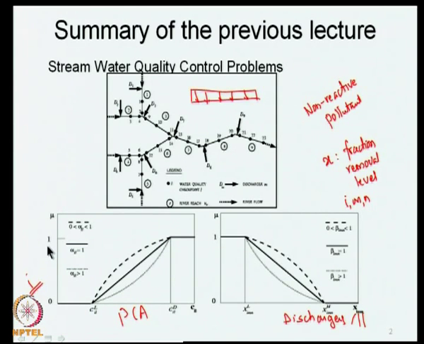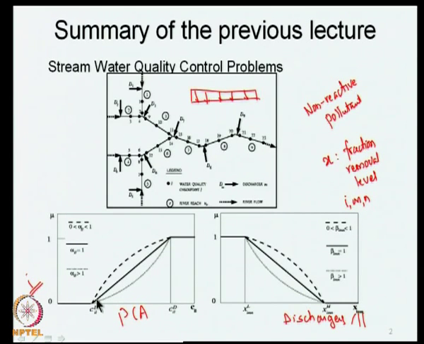We are looking at the optimal fraction removal levels XIMN at all these locations, such that the water quality at several of these locations given here, indicated by the water quality checkpoint L, is maximized. And therefore, for the water quality indicator, we will have membership functions such as these, which reflect the premise that the higher the water quality indicator value, the better it is.